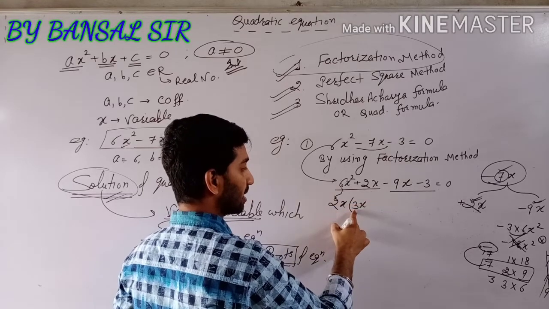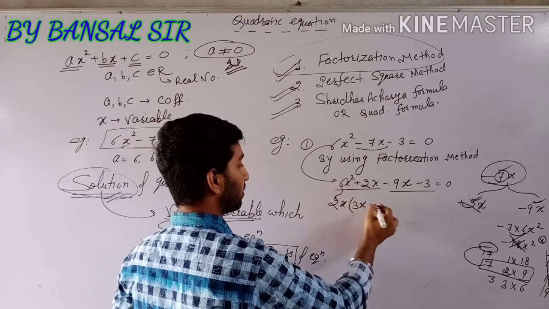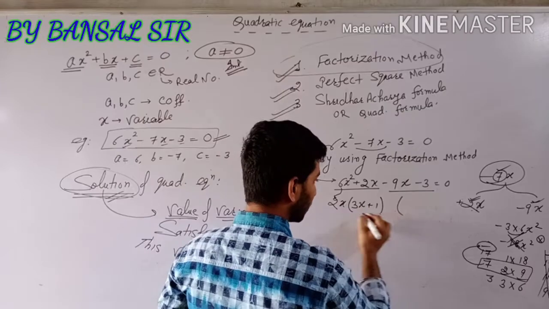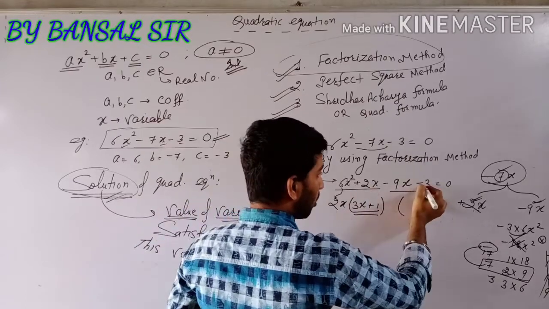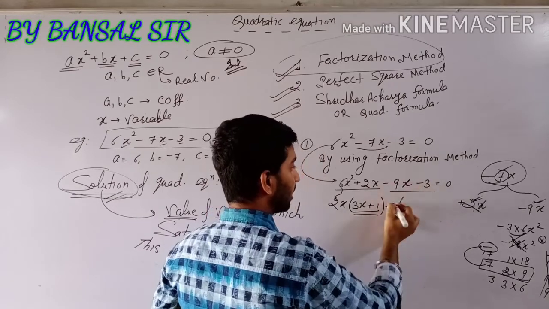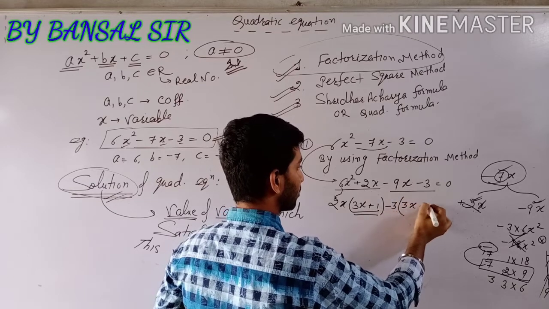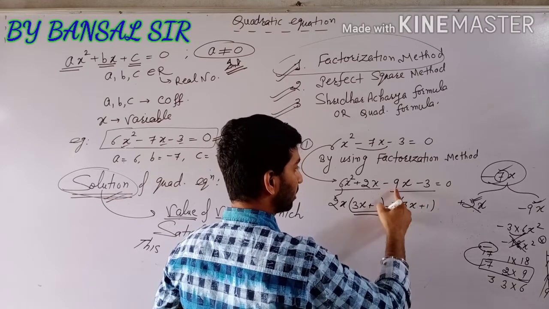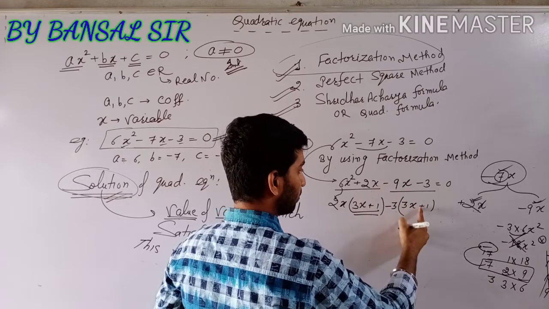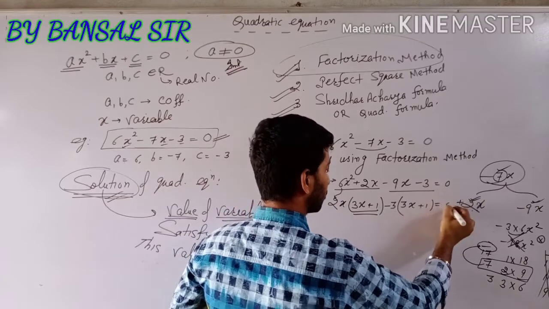2 times 3 is 6x, multiplied by x is 6x square. 2 is common, x is common, remaining is 1. 2 times 1 is 2x. In the second pair, negative is common. In 3 and 9, 3 is common, remaining 3x plus 1. 3 times 3 is 9x, minus times minus is plus, 3 times 1 is 3, equal to 0.